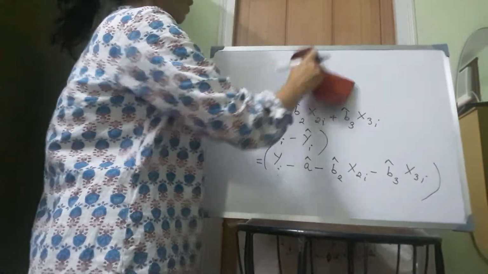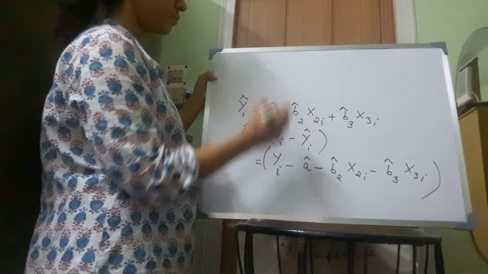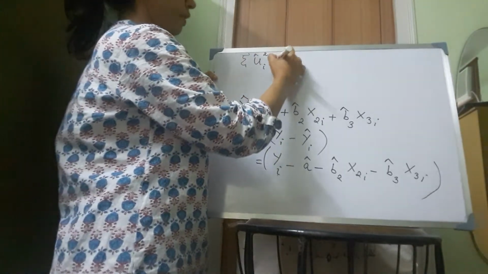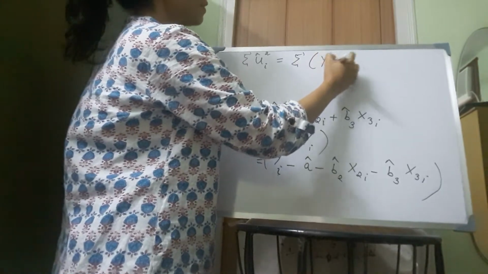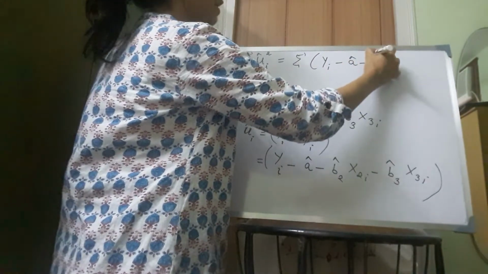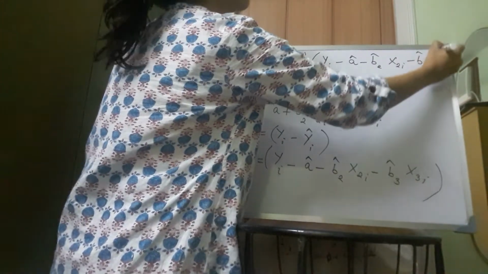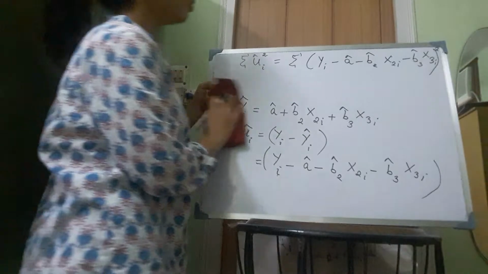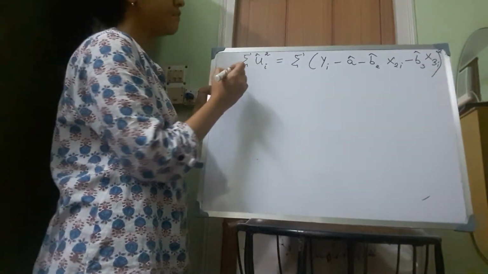Now for applying the ordinary least square method, we have to consider the sum of the squares of the error term. So in that case, we have to calculate summation of ui hat square, which is equal to summation of yi minus a hat minus b2 hat x2i minus b3 hat x3i whole square. Now we have to minimize this sum of ui hat square with respect to a hat, b2 hat and b3 hat. So in that case we will get 3 first order conditions.